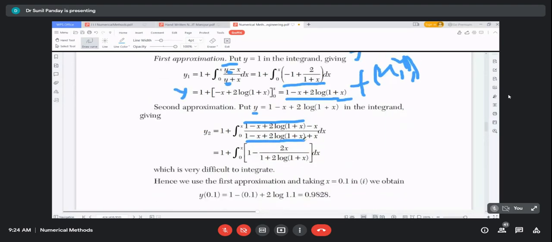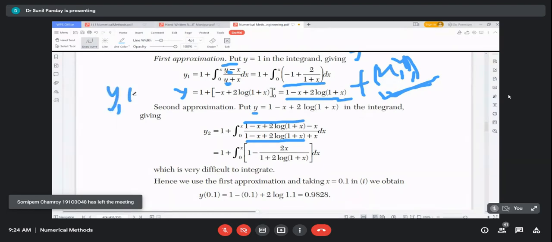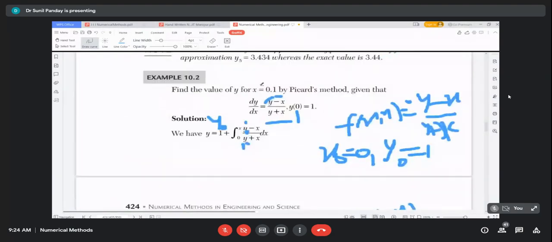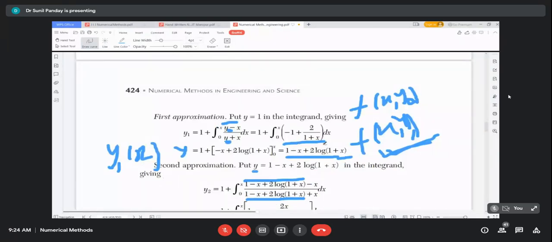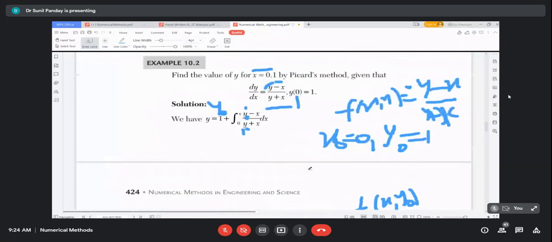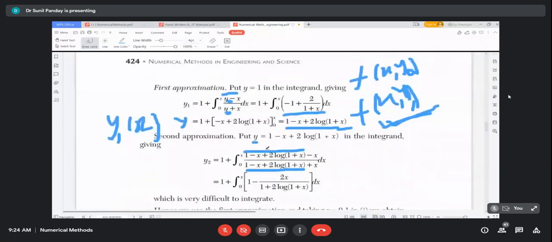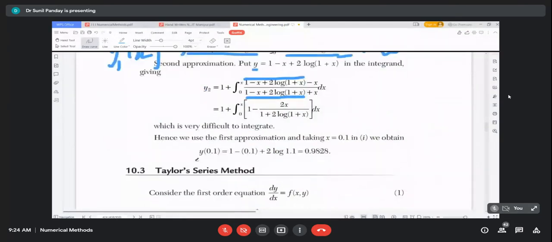It's difficult to integrate, so they left it here. Then they have assumed that the first approximation is the solution to the differential equation, and because it is a solution y1 of x, it's a function of x, and now they are desiring the value at x equals 0.1. So you substitute x equals 0.1 in this solution, you will get the value of y at 0.1 from this equation, like they are calculating here.